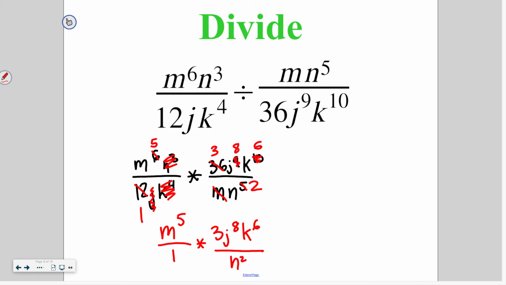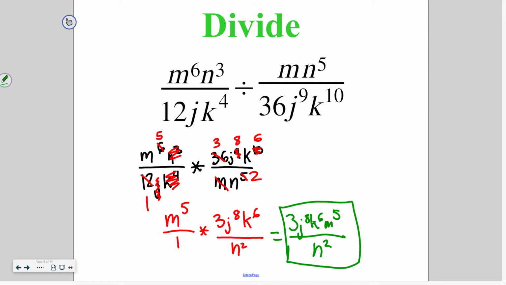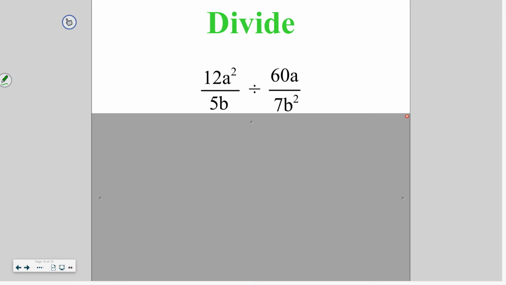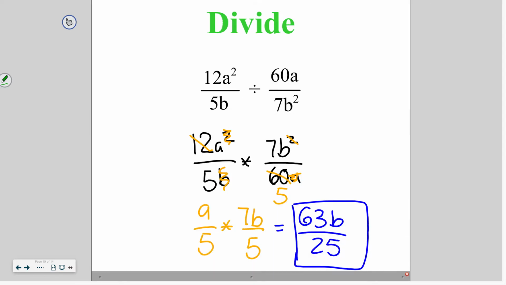Now when I multiply the numerators first, I end up with 3j to the 8th, k to the 6th, m to the 5th, keeping those variables in alphabetical order, and on the bottom I'm left with n squared. There's nothing else to reduce, so this is my final answer. Go ahead and try this one on your own. Cross-canceling with our numbers as well as each of the variable pairs, we end up with 63b over 25.